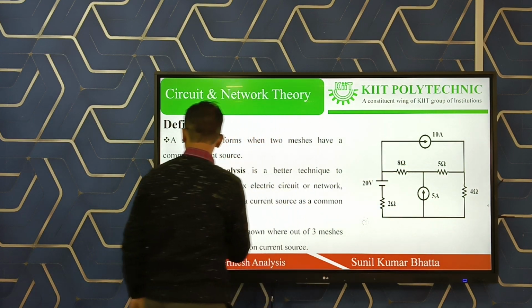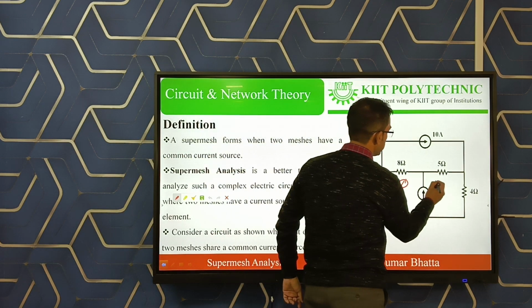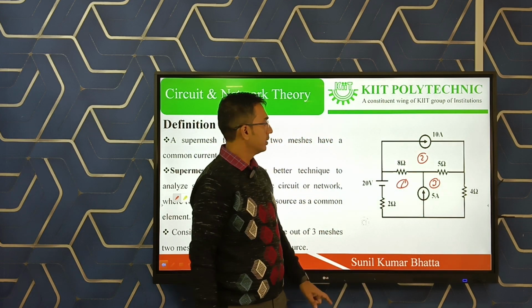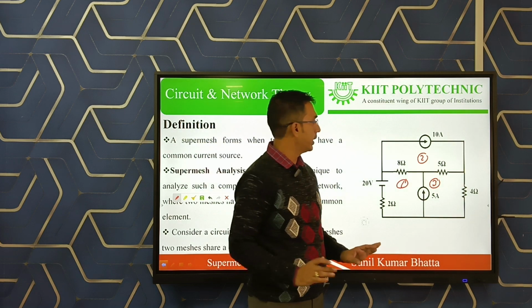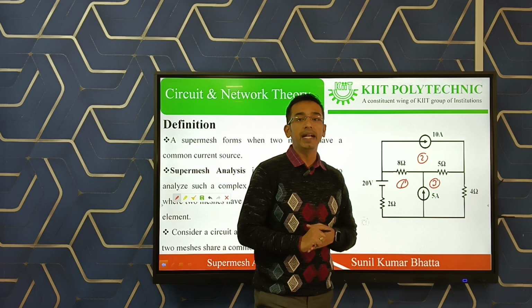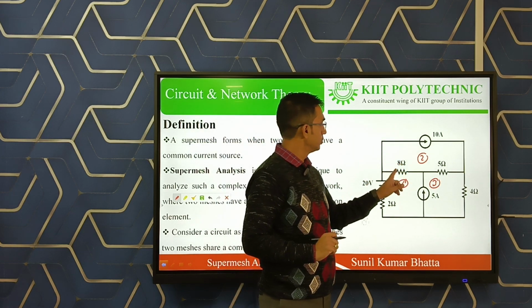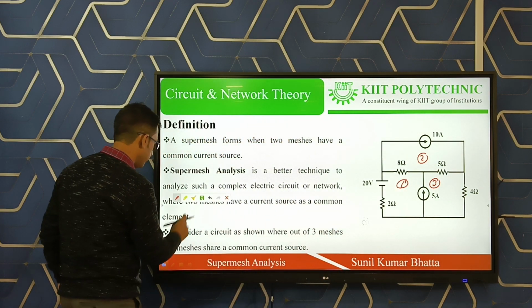So this was the mesh 2 I had taken. This is mesh 1, this is mesh 3, and this is mesh 2. Mesh 2 is not a super mesh because the common current source is not connected to mesh 2. The other one is a super mesh. So first we will write the equation for the mesh which is not a super mesh. So here mesh 2, that is not a super mesh.